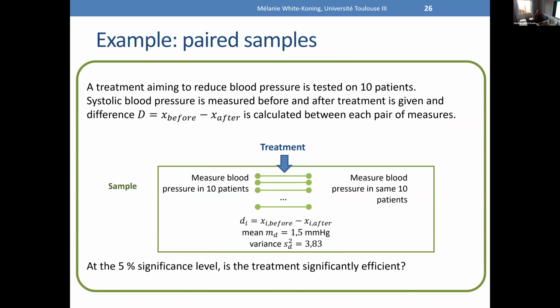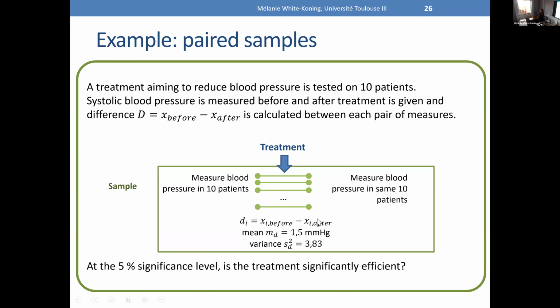So, here is the example. We have a treatment which aims to reduce blood pressure, and it is tested on 10 patients. So the systolic blood pressure is measured before and after the treatment is given. And we look at the difference before minus after. So blood pressure before minus blood pressure after, which is calculated between each pair of measures. So it's the same 10 patients measured there. So we have 10 measures before, 10 measures after.